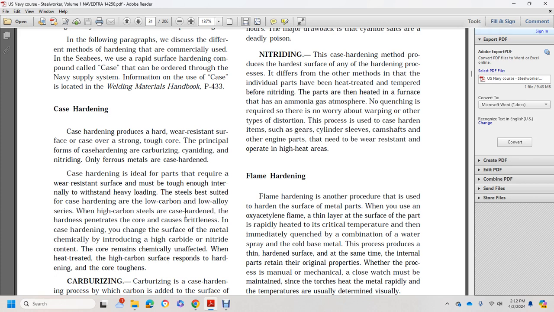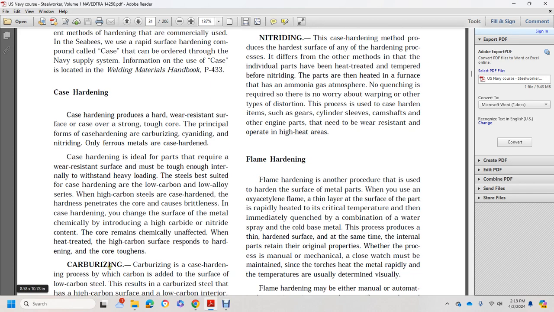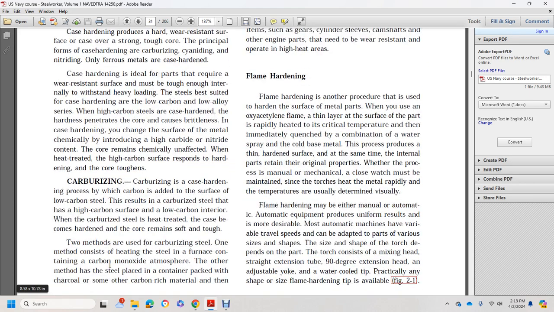Through hardening penetrates the core and leaves brittleness, but in case hardening you change the surface of the metal chemically by introducing high carbon or nitrate content. The core remains chemically unaffected. When heat treated, the high carbon surface responds to the hardening and the core toughens.